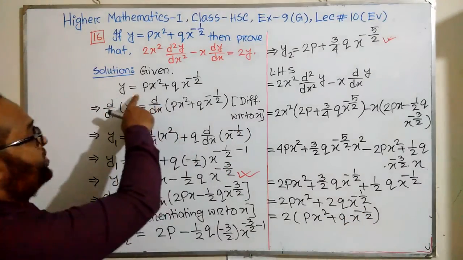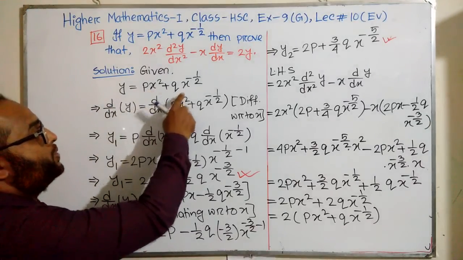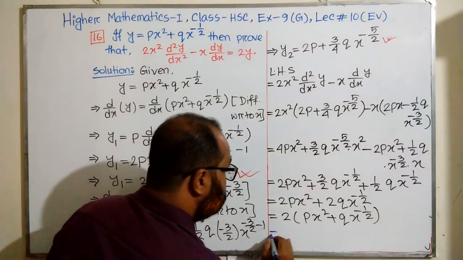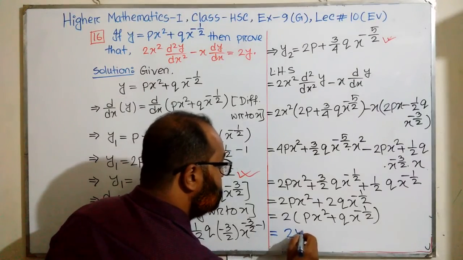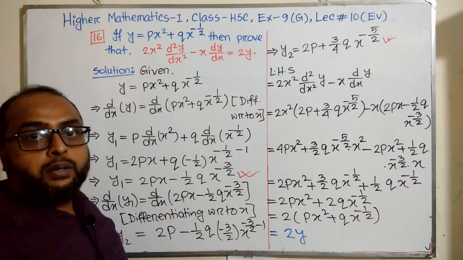In this question given y equal px square plus q x power minus 1 by 2. So this equal twice y, and this completes our proof.